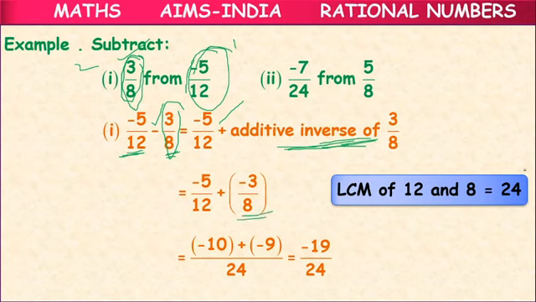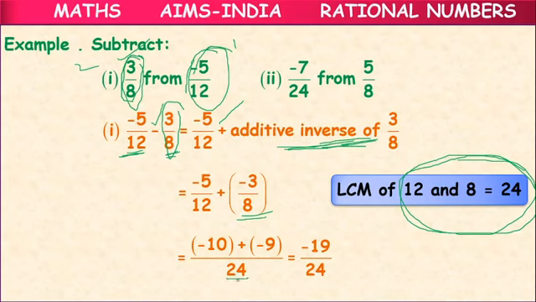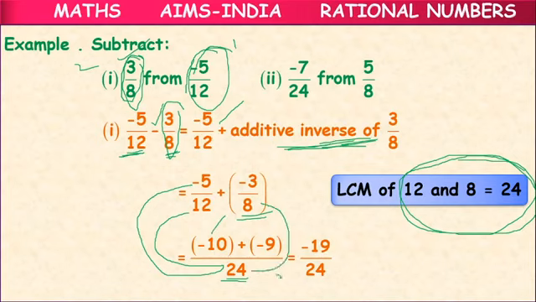The LCM of 12 and 8 is 24. So 24 we have written here. 12 times 2 is 24. With the 2 we have to multiply minus 5. 2 into minus 5, minus 10. Next, with 8, 8 times 3 is 24. With the 3 we have to multiply the numerator. 3 into minus 3, minus 9.